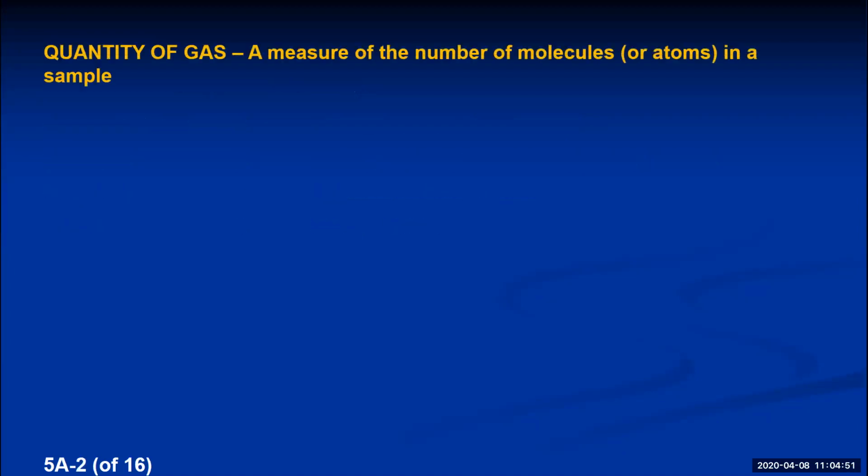So of these four quantities, the first one, quantity of gas, is just a measure of the number of molecules, or if it's an atomic gas like a noble gas, the number of atoms that you happen to have in a sample. And over the years, there have been relationships worked out as to how some of these different quantities, quantity of a gas, for example, is related to the volume of the gas in the container.